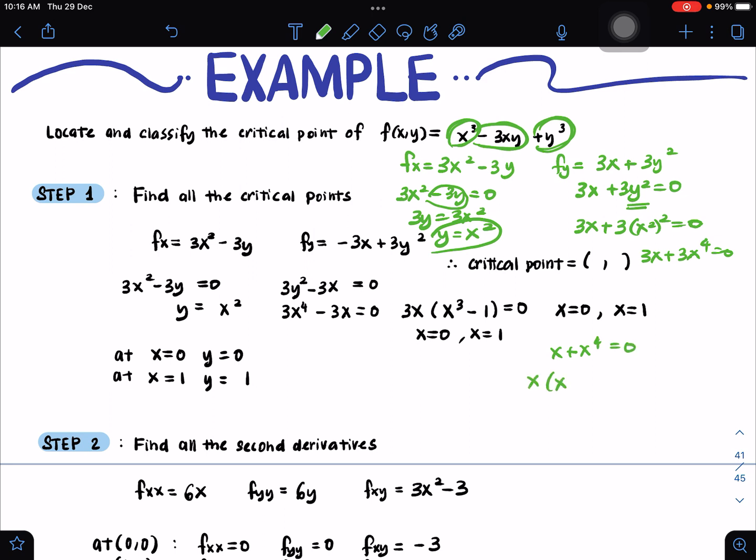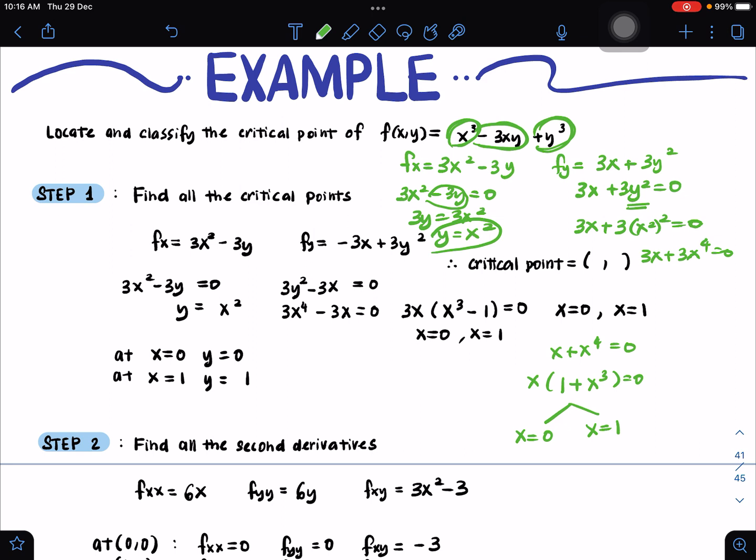Keluarkan x. So you have x plus, you have 1 plus x kuasa 3 sama dengan kosong. So you get two value, x equal to 0 and x equal to 1. Okay, so awak dapat dua value, x equal to 0, x equal to 1.